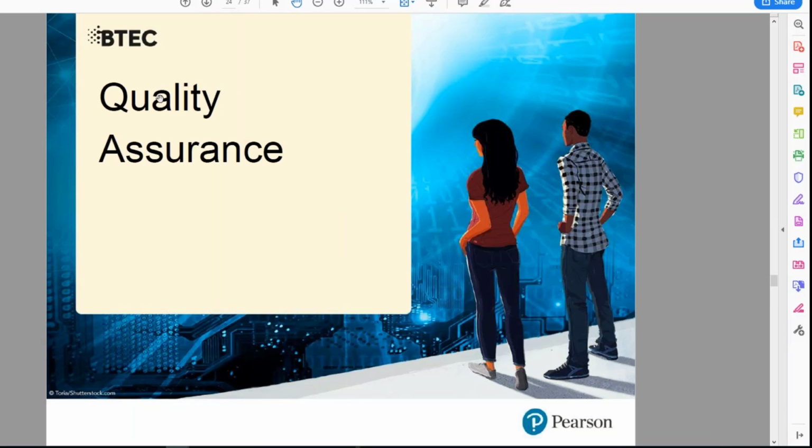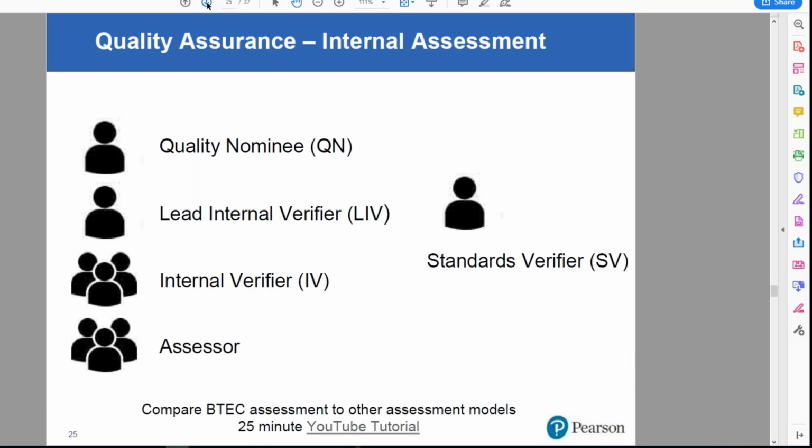Now, this is good, Anna. I apologize if this is all completely familiar to you, but for those who are coming to BTEC from other qualifications, it's very different. I know when I joined Pearson Edexcel and started to get my head around the way BTEC works, it took me some time. So here we go. We've got quality assurance.